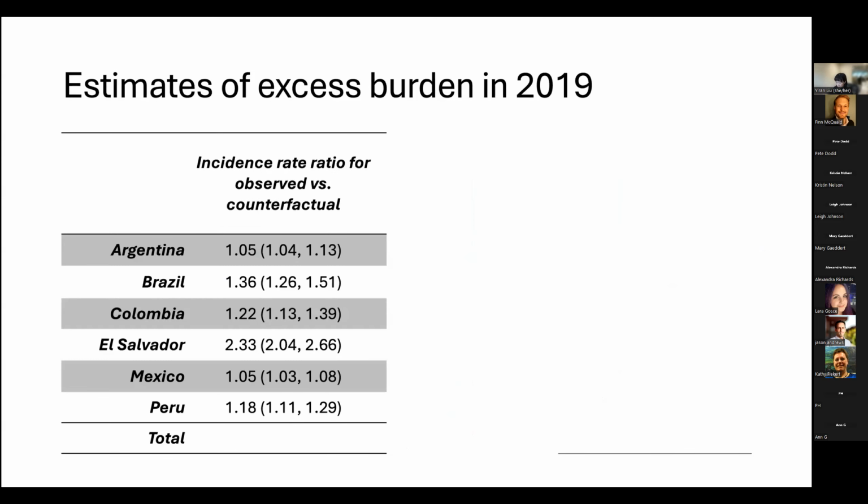And just to give you a sense of the numbers here for a more recent estimate from 2019, in the first column I'm showing you the incidence rate ratio. And what that means is basically the rate of the population level TB incidence in the observed scenario compared to that expected under the counterfactual incarceration scenario. And we can see that the relative excess ranges from about 5% in Argentina and Mexico to about 133% in El Salvador in 2019.